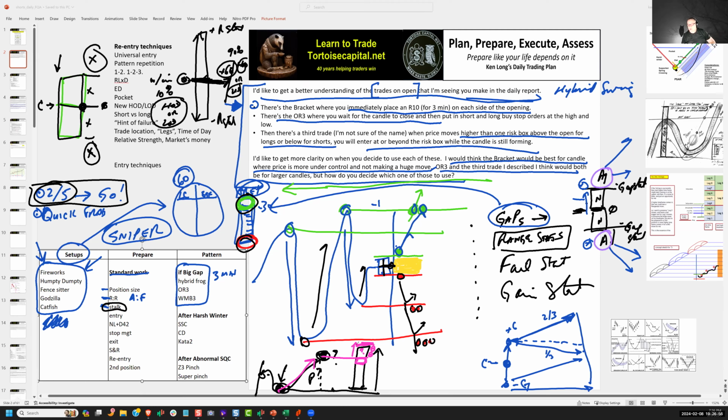But if there's at least a 2-to-1 remaining based on, let's call it the R10 and 2 risk boxes up to the range stat, and it's moving up, I can take that trade in the slow frog without any other pattern. I can just buy it because it's going, and there's enough room for a runaway move to work.